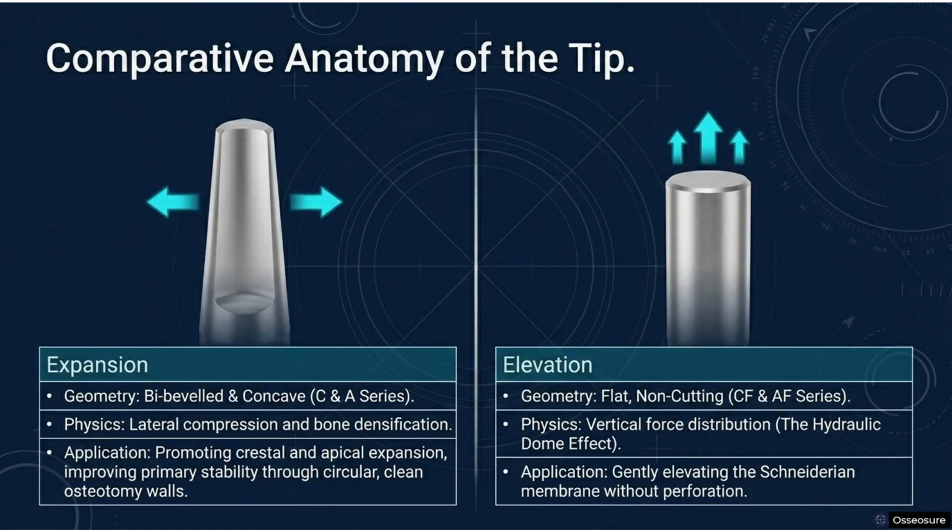Now, you may ask, can I use C series tips for indirect sinus or can I use CF series tips for resplitting? The simple answer is yes, you can use C and CF series interchangeably, but it is always advised that you use C series for resplitting and bone expansion because the C series has a bibeveled concave surface at the apex designed for lateral compression. The CF and AF series have a flat, non-cutting surface, specifically designed to protect the Schneiderian membrane. With a flat tip, membrane perforation becomes virtually impossible.